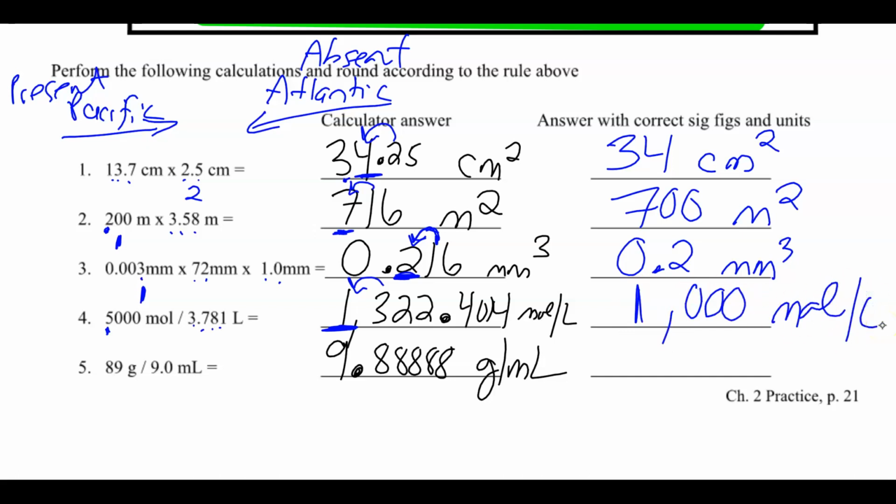And our last one on page 21. 2 sig figs, 2 sig figs. Here's my 2 sig figs. Look to the right. Will that round up? Yes, it will. 9.9 grams per milliliter.